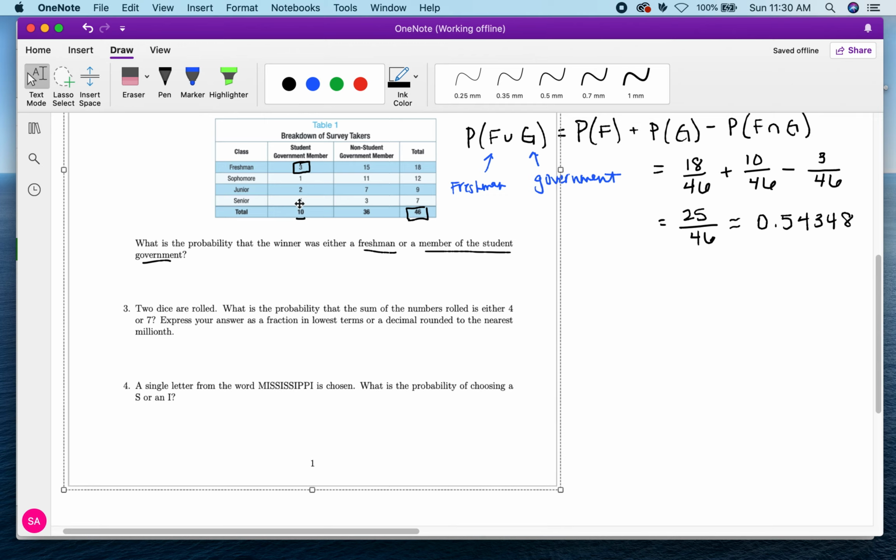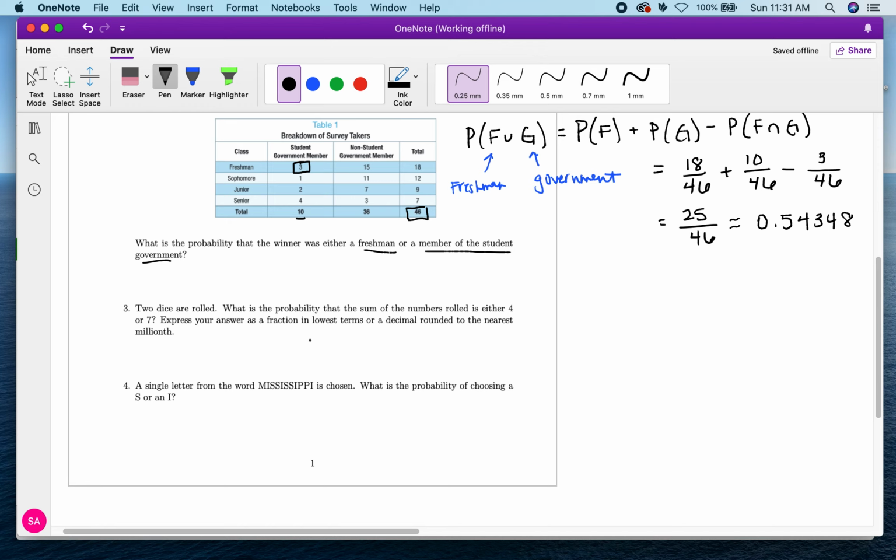Let's do another one. So number 3, 2 dice are rolled. What is the probability that the sum of the numbers rolled is either 4 or 7? Express your answer as a fraction in lowest terms or a decimal rounded to the nearest millionth.